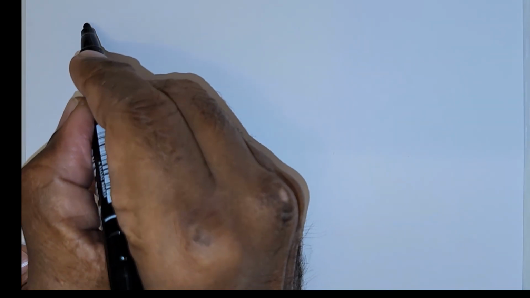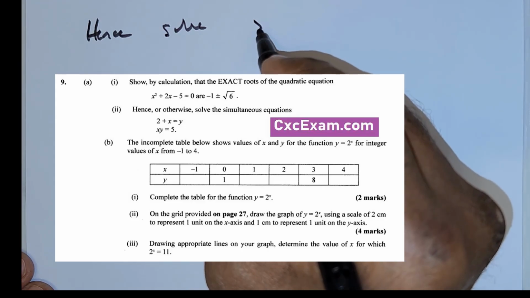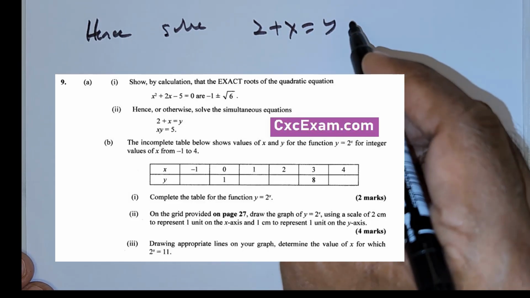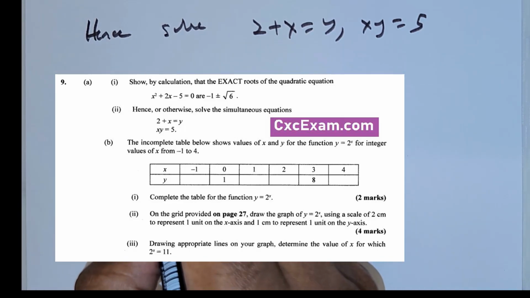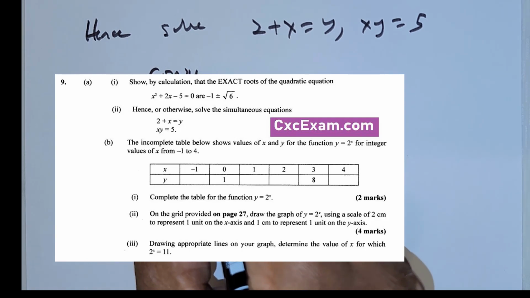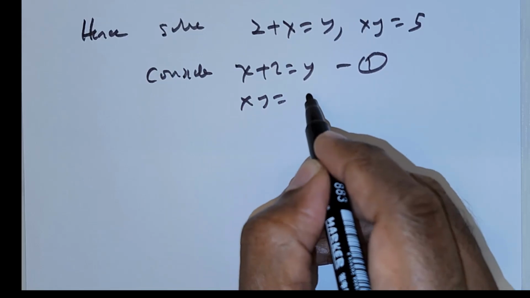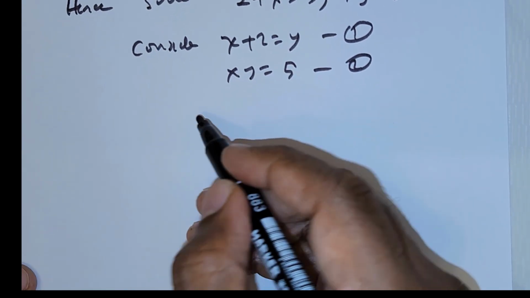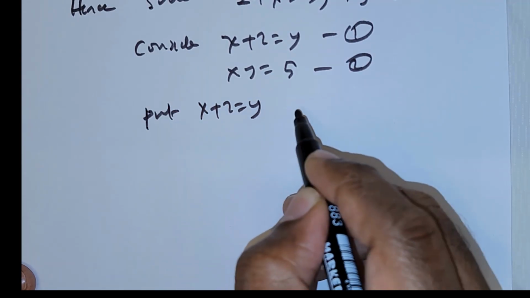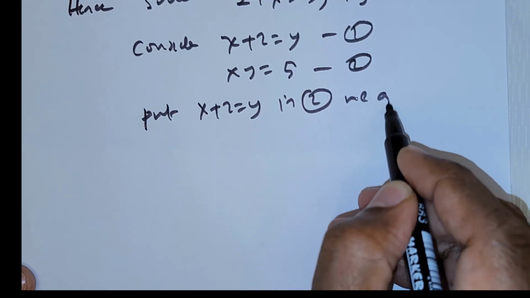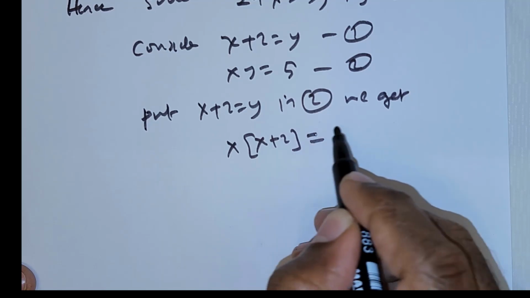Now this is the next question. They are asking us, hence solve the simultaneous system: 2 + x = y and xy = 5. So this is the second part of the question. Now let me consider x + 2 = y (equation 1) and xy = 5 (equation 2). What I'm going to do is put x + 2 = y in equation 2. We get, in place of y, I substitute x + 2.